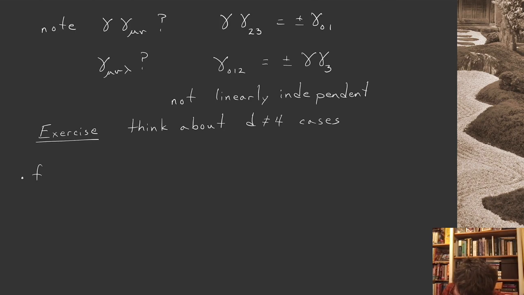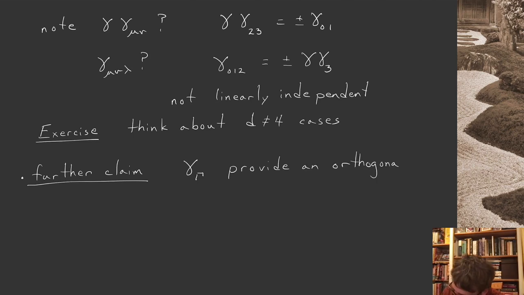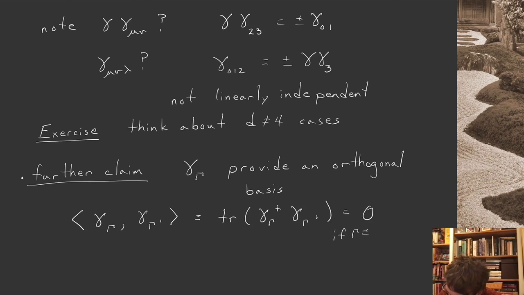Okay, I've got one more claim here, which I'm not going to completely establish. I'll just show you a little bit towards it, a further claim, that this set of gamma matrices provides an orthogonal basis. They're not going to be orthonormal. There's a sign that gets in the way of them being strictly orthonormal, but they will be orthogonal. So the claim is if I take any gamma and gamma prime, the trace of gamma Hermitian conjugate times gamma prime is going to be zero if gamma is not equal to gamma prime.